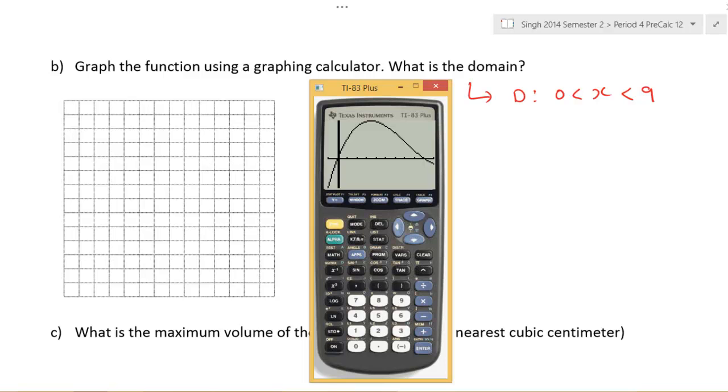So to do that, we're going to use the following steps. We're going to go second, trace. We want to find the maximum, so option 4. It's going to give you a left bound and a right bound. Now you can notice I have a really hard time seeing the cursor on there. So one of the adjustments I'm going to make is to go back into window settings, and the Y max here is 693. I'm going to change it back to 1000.